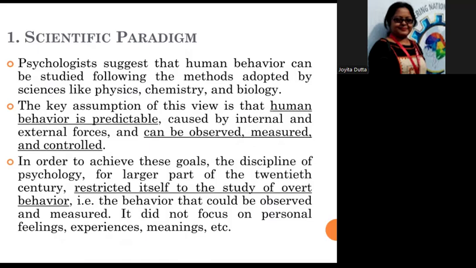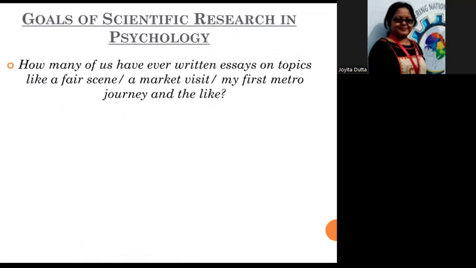In order to achieve these goals, the discipline of psychology for a larger part of the 20th century restricted itself to the study of overt behavior, that is, behavior that could be observed and measured. So we are now talking mostly about overt behavior, not covert behavior. Covert is internal, but overt behavior is very much understood, very much identifiable.